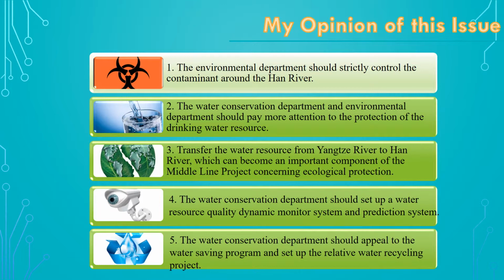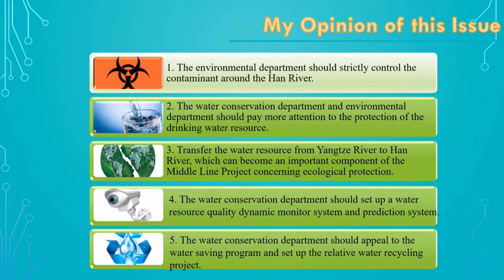In the third place, I think the most effective way to solve the problem of Wuhan is that the relevant departments should transfer the water resource from the Yangtze River to the Han River, which can become an important component of the Middle Line project concerning ecological protection. The Yangtze River is the main part of the Middle Line project, and the project should also have a series of homogeneous restoration projects that benefit ecological conservation and recovery.